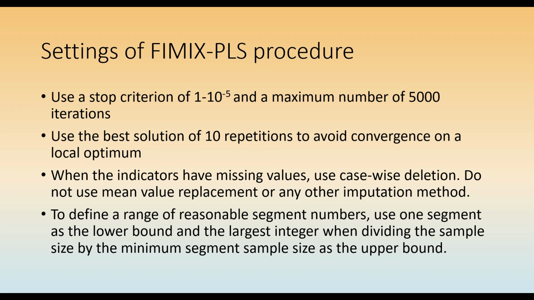To define a range of reasonable segment numbers, we use one segment as the lower bound and the larger integer when dividing the sample size by the minimum segment sample size as the upper bound. So sample size is important in this case.